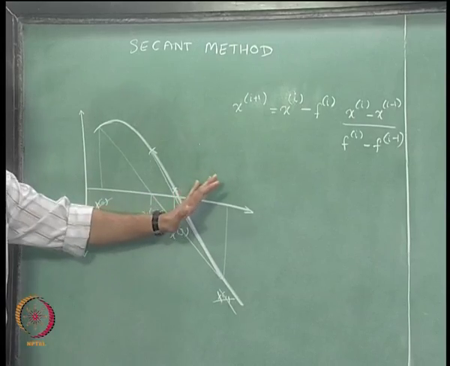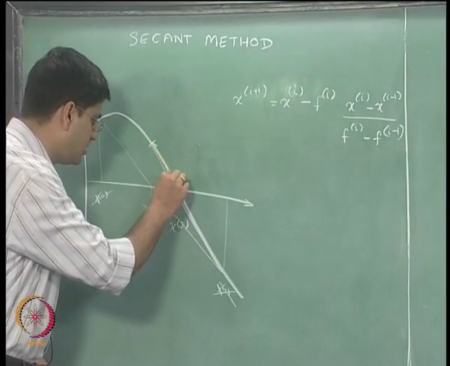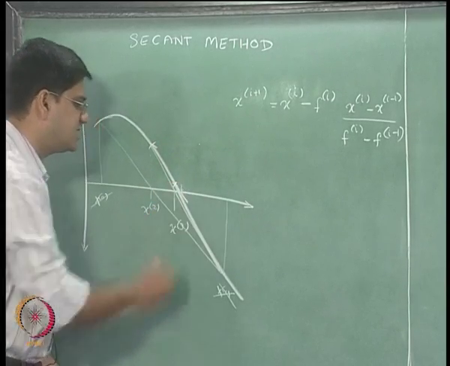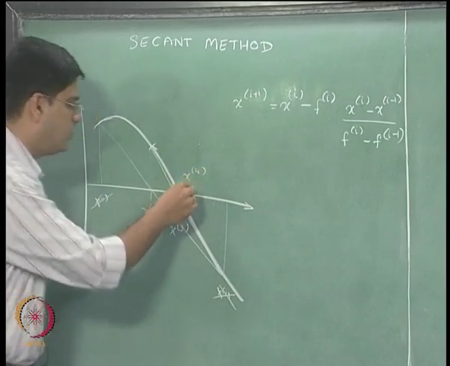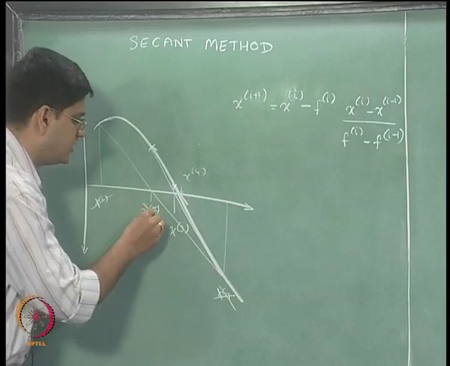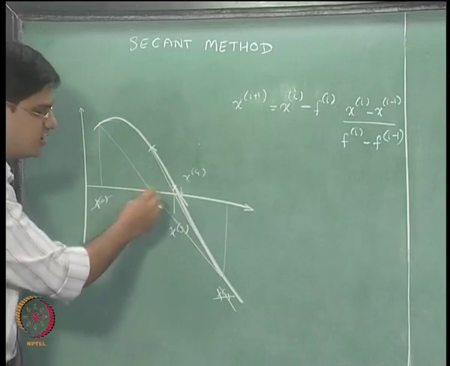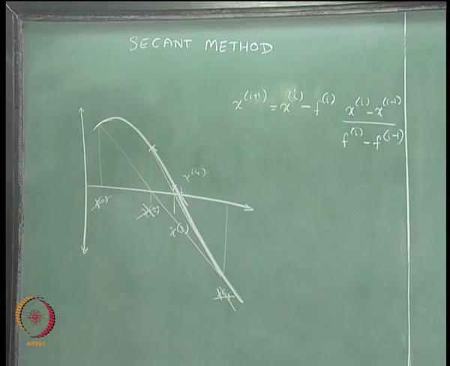However, that does not matter, we will still go ahead and draw that chord, extend it and see where that chord intersects the x axis. This becomes our x4. Now, when we have our x4, we will discard our x2, we will stick with x3 and x4, again draw the chord, and we will keep repeating that until we converge to the desired solution.